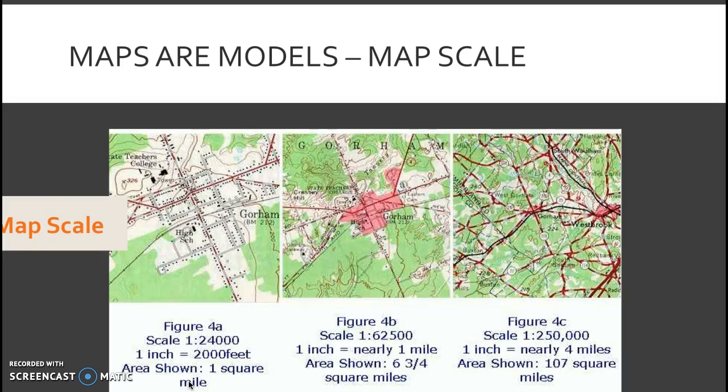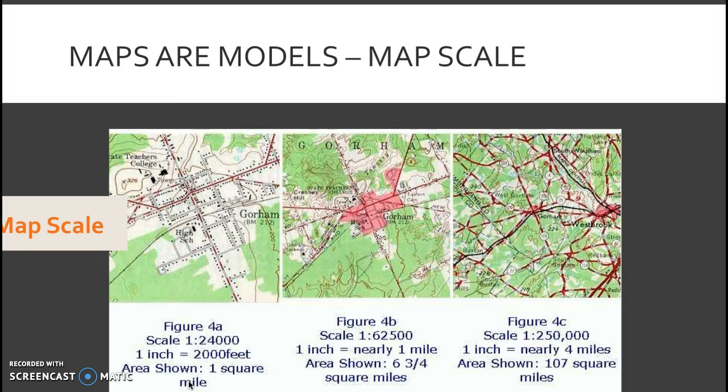Here's another example. On the left in figure 4a, the map scale is 1 to 24,000. 1 inch on the map represents the distance of 24,000 inches on the Earth, or 2,000 feet on the Earth. Here we see a relatively small area with some detail. We can even see individual buildings.